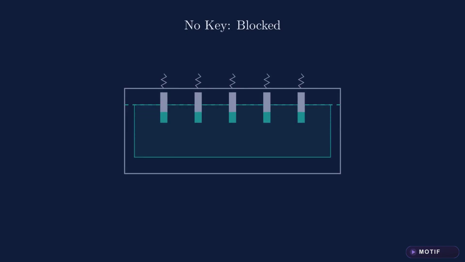The springs force the driver pins downward, straddling the shear line like locked bolts. Try to turn the plug, and it physically cannot move. Why? Because metal is blocking metal.